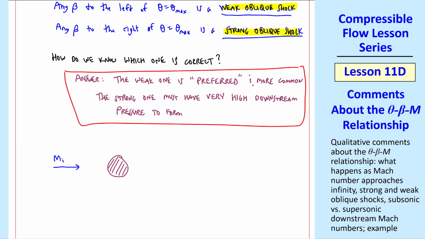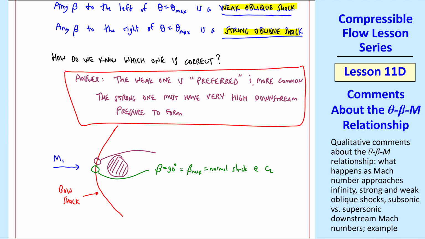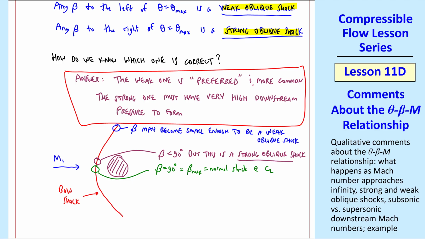Consider, for example, flow approaching some solid body at supersonic speeds. We get a bow shock. This shock is normal right at the center line, so beta is 90 degrees or beta max at the center line. Some small distance away from the center line, beta is less than 90 degrees, but this is a strong oblique shock. And at this point, beta may become small enough to be a weak oblique shock. Depending on all the parameters in our problem, I may not have reached that point yet in this sketch. I'll discuss the details of a bow shock later in the semester.